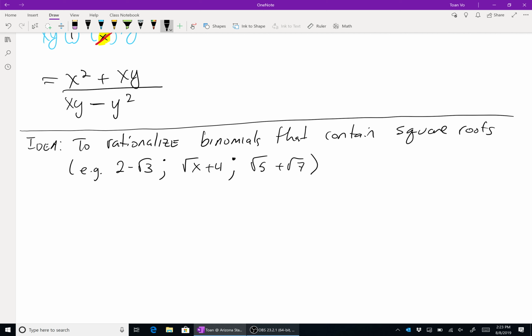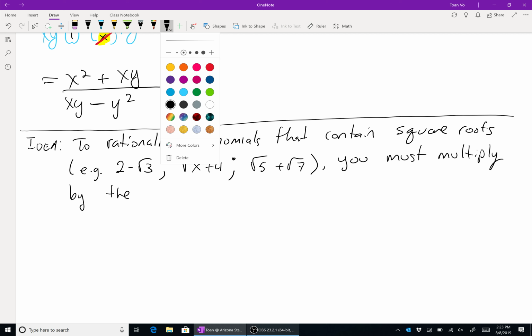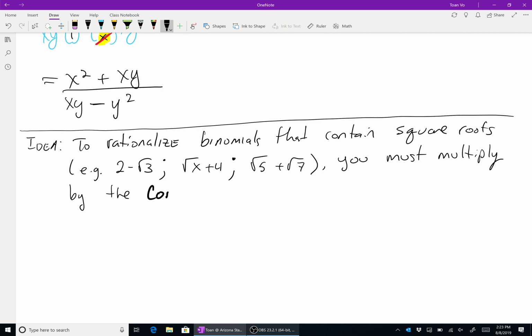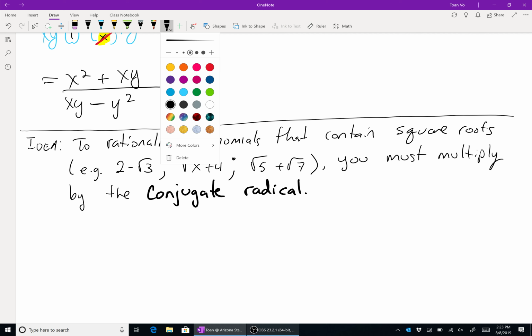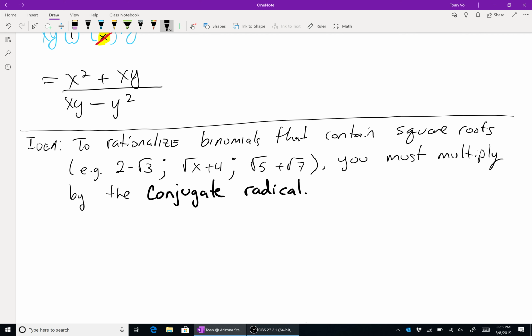And if I want to rationalize that, you must multiply by the, I'm going to be fancy and bold this, conjugate radical. Isn't that fancy? Easy peasy. Of course, a definition or a big idea is completely useless if you have absolutely no idea what that is. So let's just quickly define what a conjugate radical is.